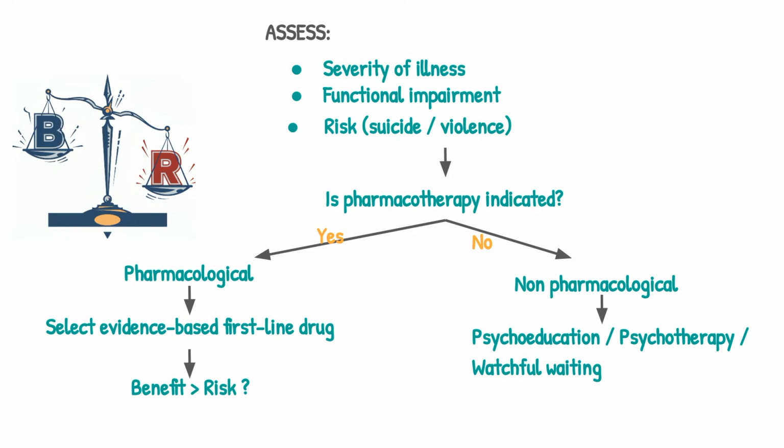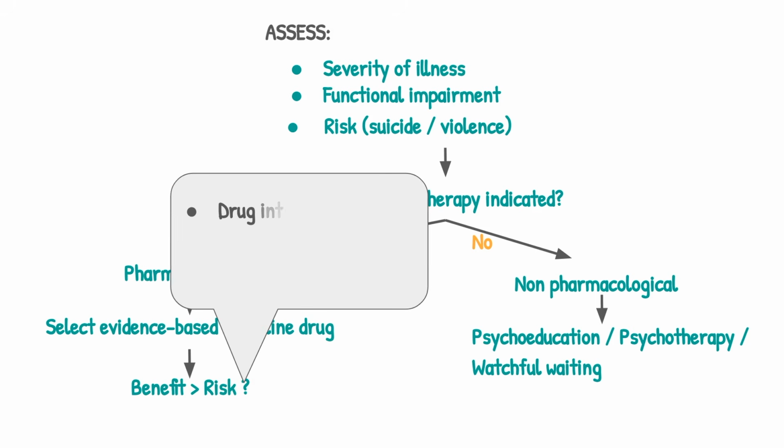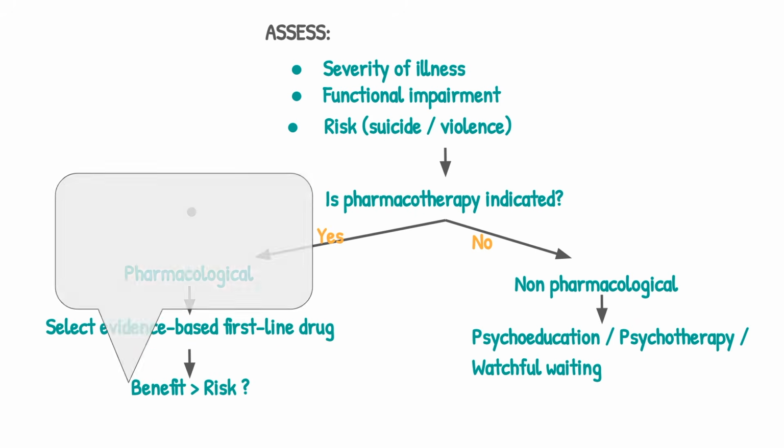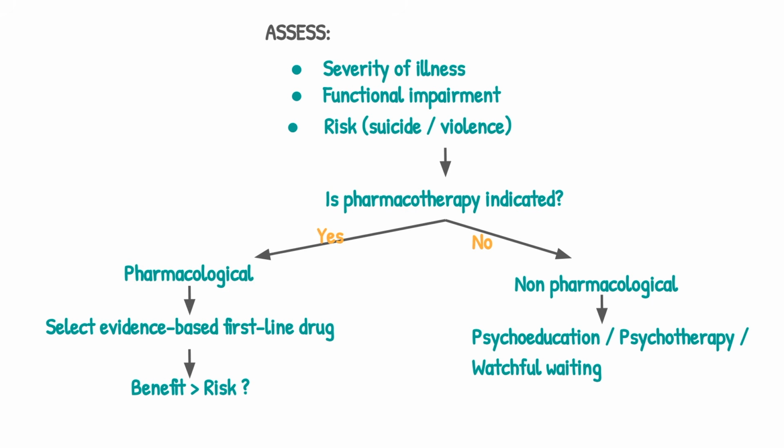Before finalizing the prescription, always weigh the expected benefit against potential risks. Side effects, drug interactions, long-term consequences, and patient preference must be considered. Medication should be prescribed only when the anticipated benefit clearly outweighs the risk.